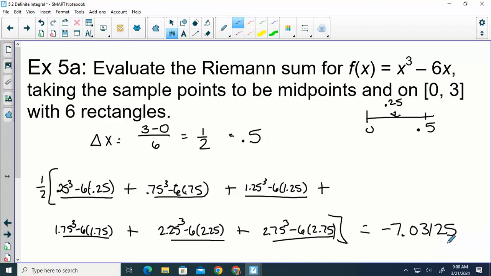Why did I get a negative value? What does that mean? It's a negative area. And how do we get negative areas? It's below the x-axis. Any questions on midpoint sum? So really the only difference is you find your first point by getting the middle, and then you just add your change in x until you get the number of rectangles you need.